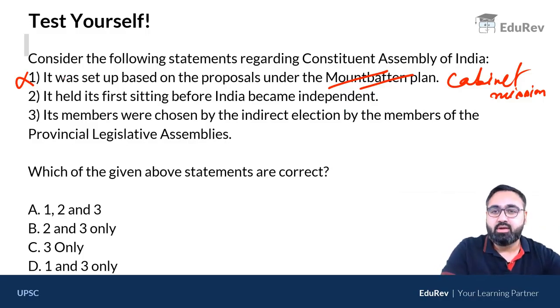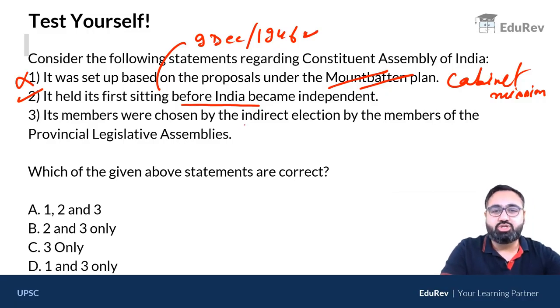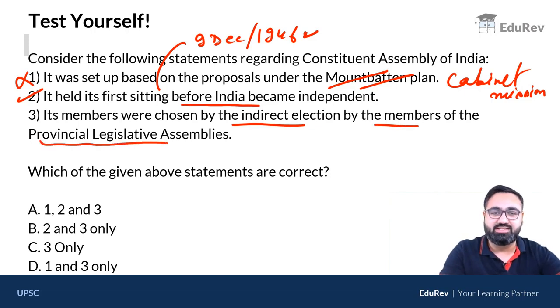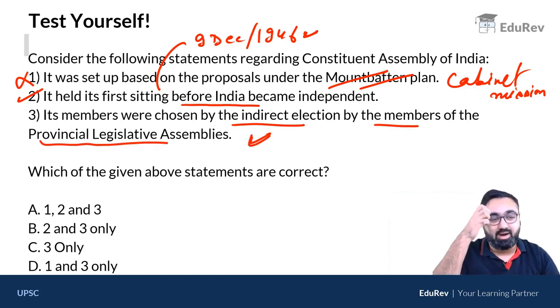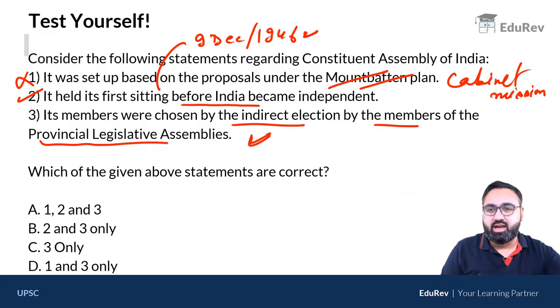1947. Second, its first sitting was held before India became independent. That is absolutely true. I just told you the first sitting was held on 9th of December 1946, means before India had become independent. Third, members were chosen by indirect election by members of the provincial legislative assembly. This is absolutely correct. Members from British India were chosen by the members of their legislative assemblies, like the Vidhan Sabha. So the correct answer here would be 2 and 3, means B.